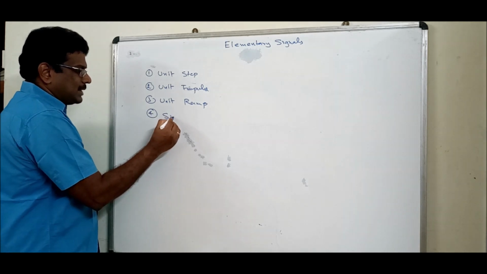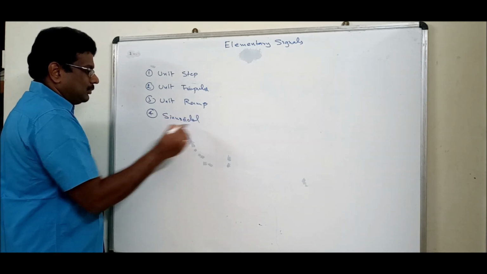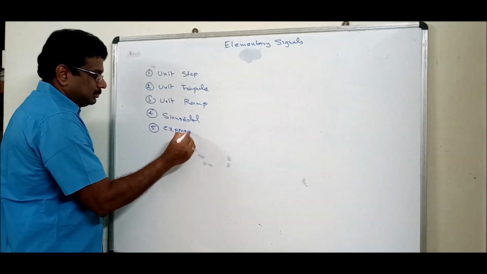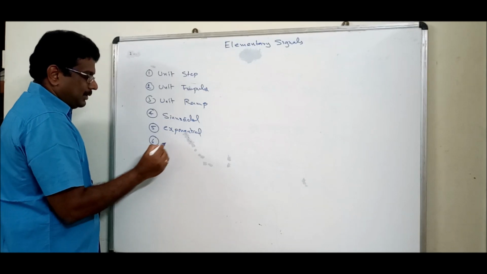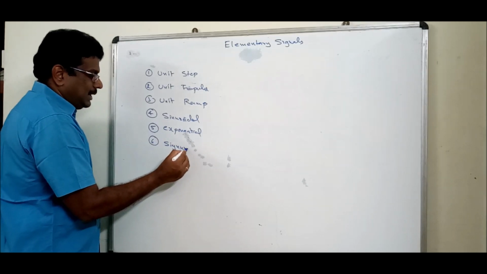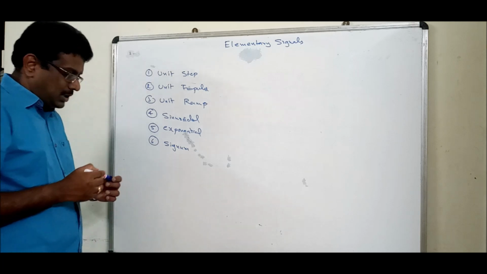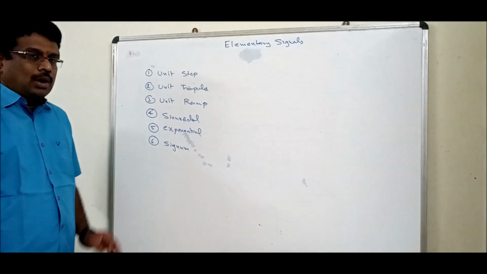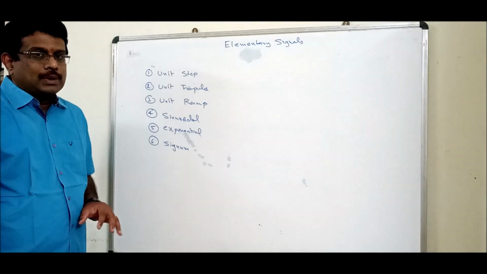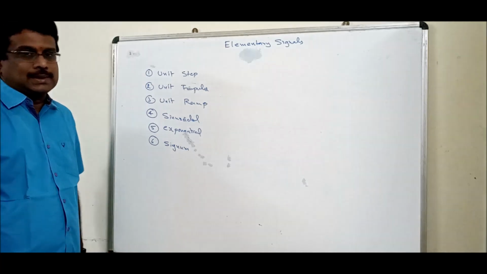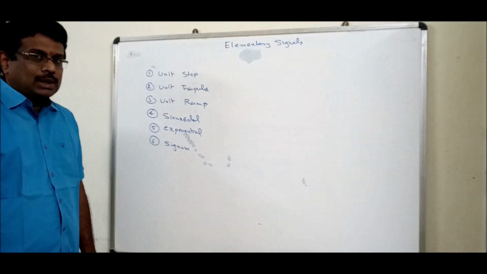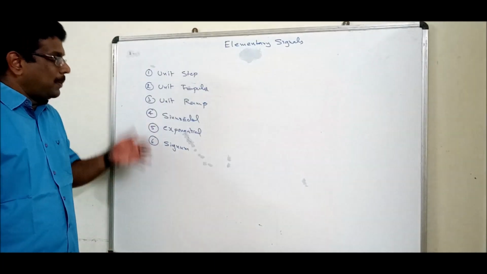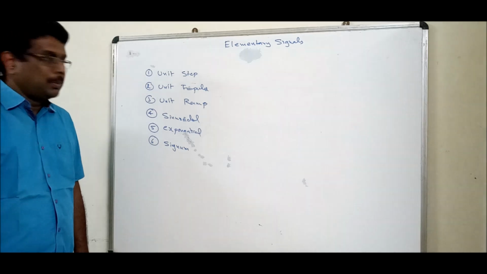Number 4, sinusoidal. Number 5, exponential. Number 6, signum function. So these are all the basic elementary signals, or fundamental signals, in signals and systems. Let us see the definitions of all these signals and the problems on all these topics. Make a note of this.